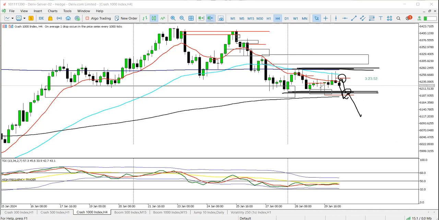Even for now, you can see the 4-hour candles. We've got a lot of wicks. Price is going on both sides. So you just also want to be careful with this particular setup.